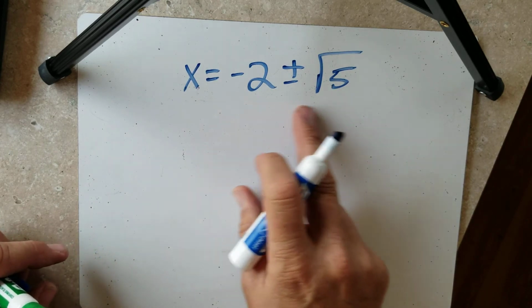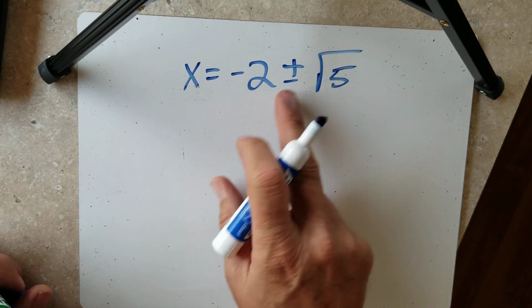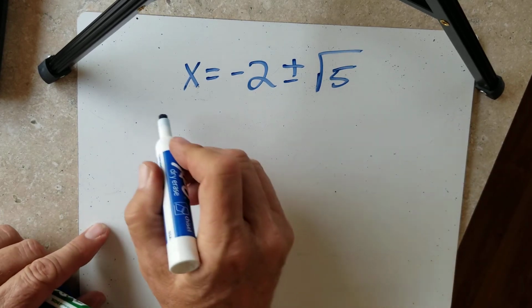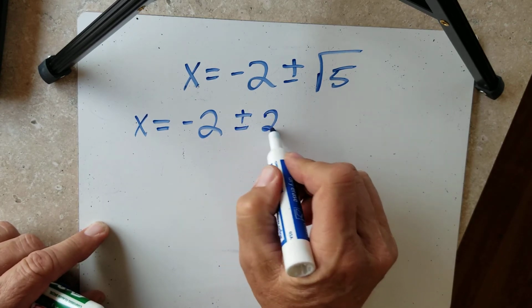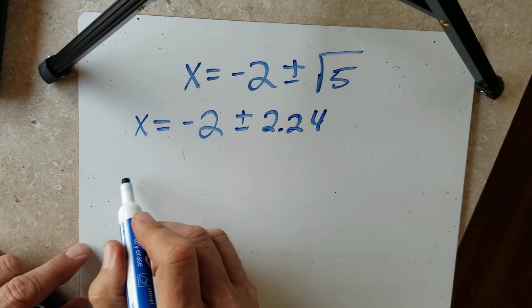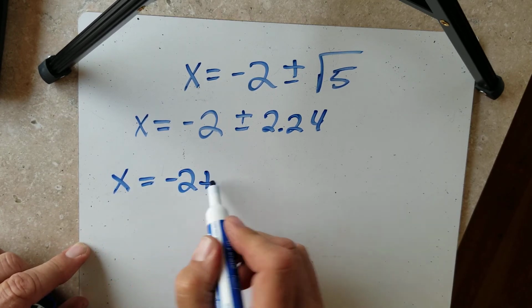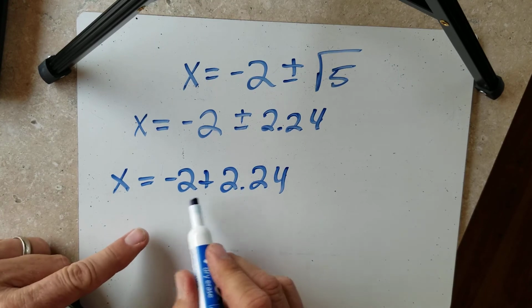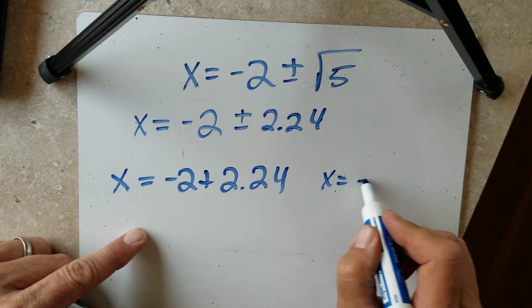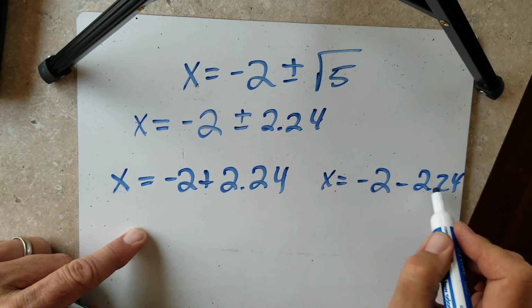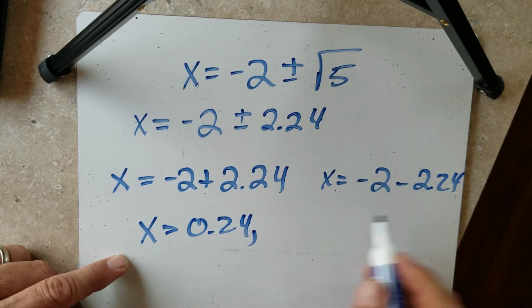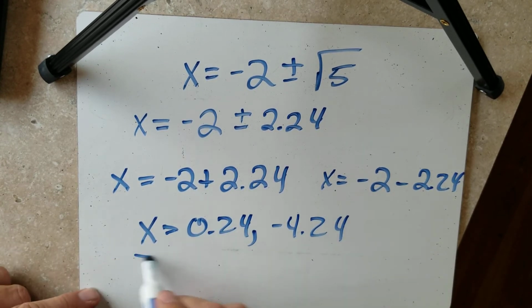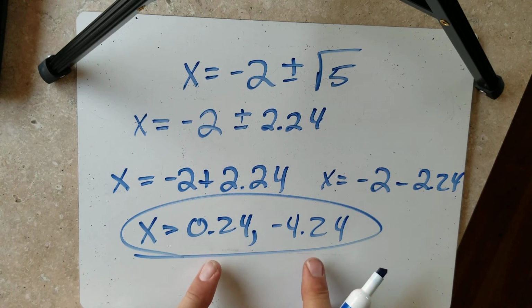But if you tell people that parabola crosses the x-axis at -2 plus or minus radical 5, it doesn't mean much. So what we could do is take the square root of 5, which is about 2.24, and I can get those x-intercepts a little bit more accurate. It'd be -2 plus 2.24, and x equals -2 minus 2.24. And then my answers are going to be 0.24 and -4.24. So these 2 points are where the parabola crosses the x-axis.